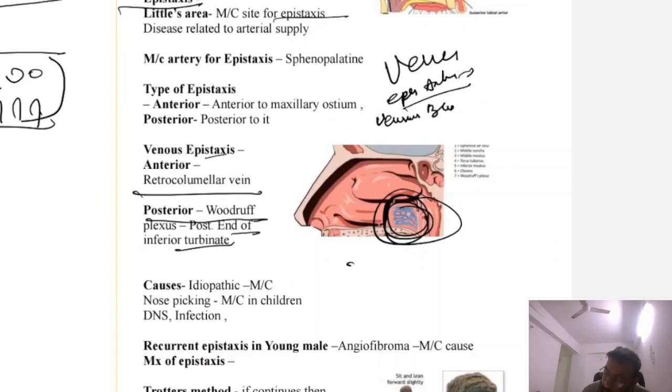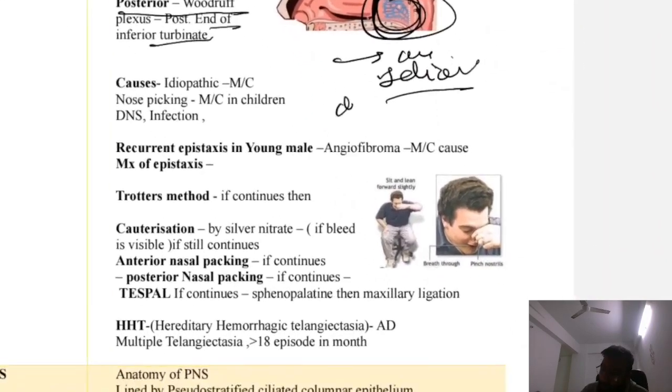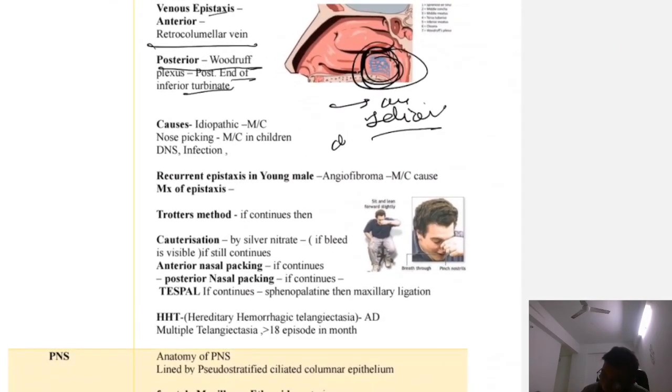Okay. So what is the cause of epistaxis? The cause is idiopathic in adults. In children, it is nose picking. Nose pick karte hain children. That leads to epistaxis. Okay. Now, recurrent epistaxis is seen in angiofibroma, juvenile angiofibroma. It is the most common cause for recurrent epistaxis.